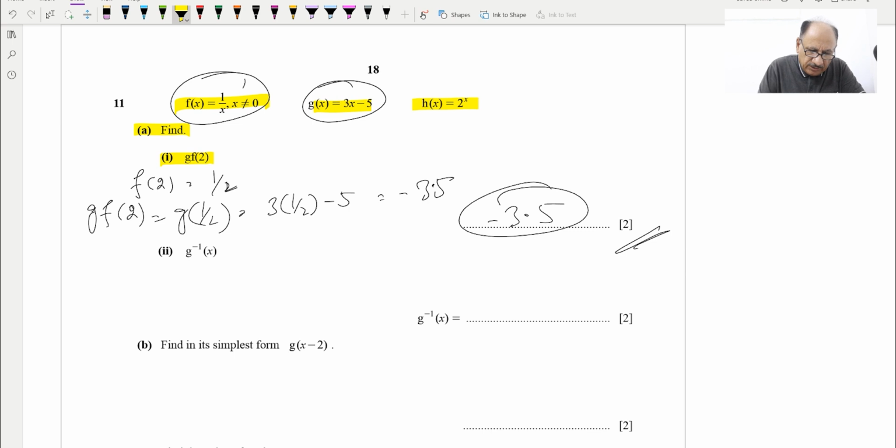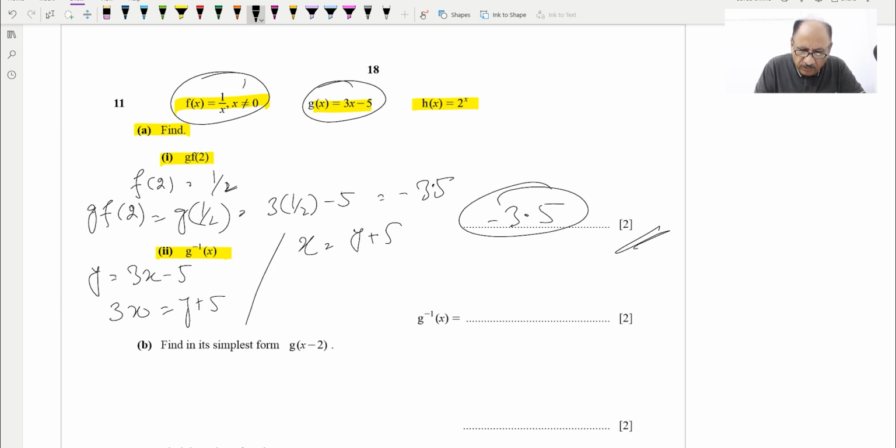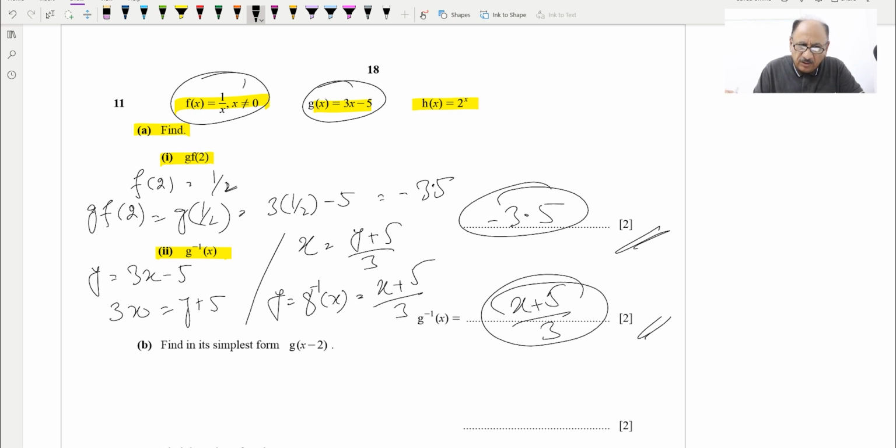Now they are saying find g inverse of x. G of x is provided, so we can write y is equal to 3x minus 5. Then we have to make x the subject, so 3x is equal to y plus 5, and we can write x is equal to y plus 5 over 3, and swap x and y. So y, which is basically g inverse of x, will be equal to x plus 5 over 3. So x plus 5 over 3 will be our final answer for 2 marks. Hopefully you also got this.